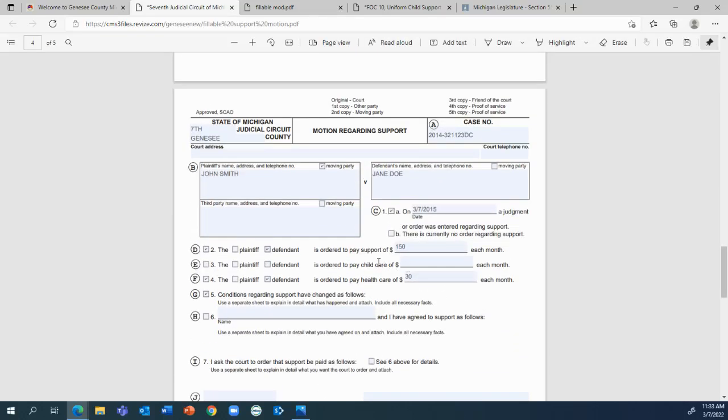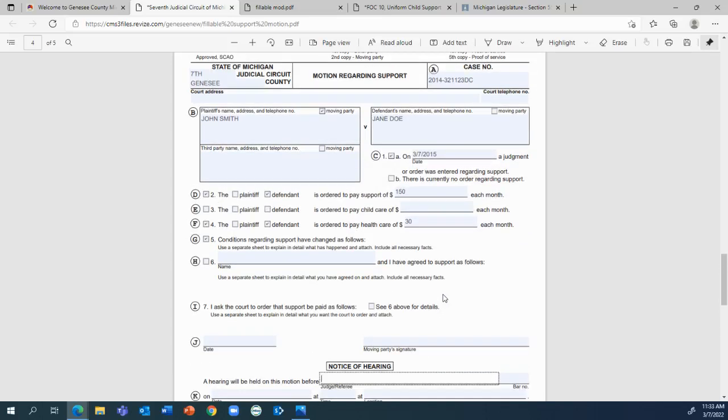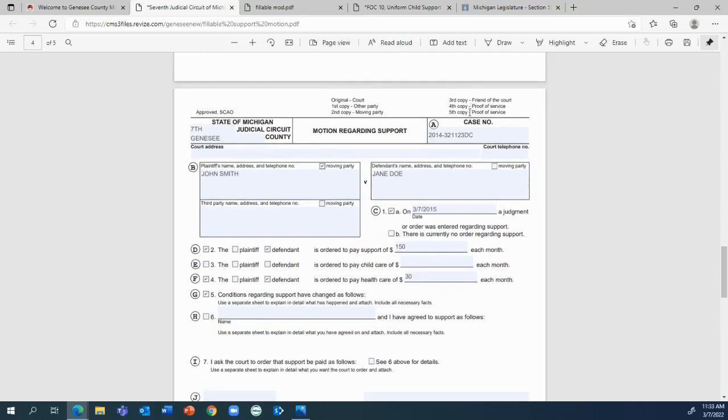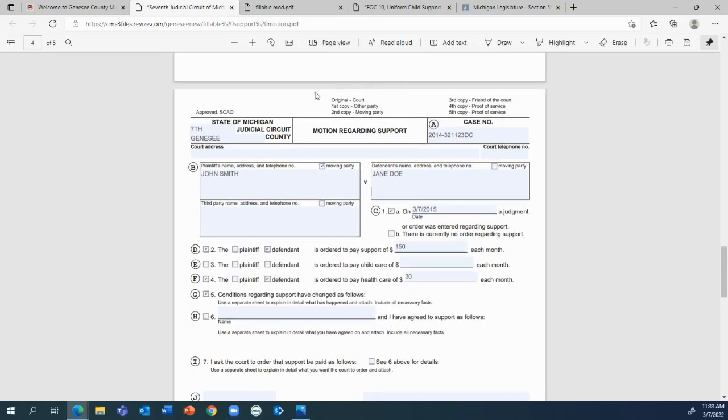I'm going to scroll up to the top here. You'll notice that right here at the top it says original is going to go to the court. That's the first version. Then you're going to have the first copy going to the other party, second copy keep for yourself, third copy to go to the Friend of the Court, fourth copy is going to be your proof of service, because after you get this all filled out, you're going to need to have this certificate of mailing filled out and have it served on the other party. And then the fifth copy is also proof of service for yourself.